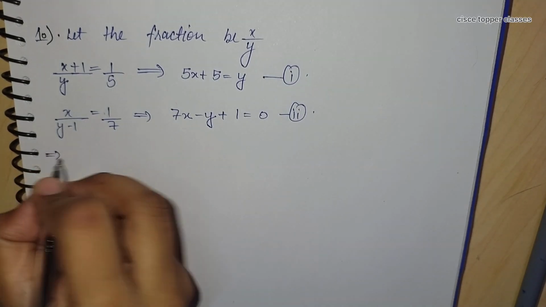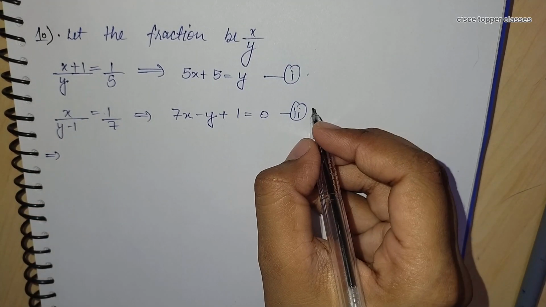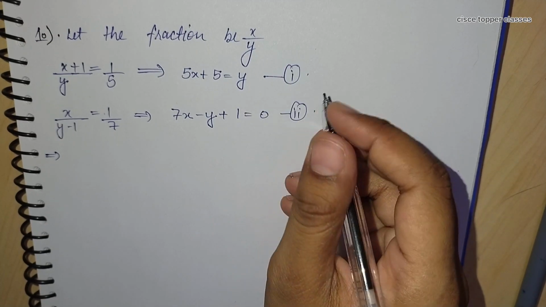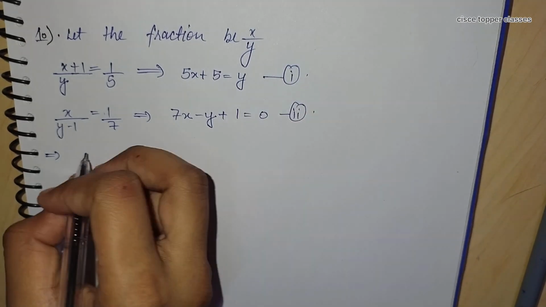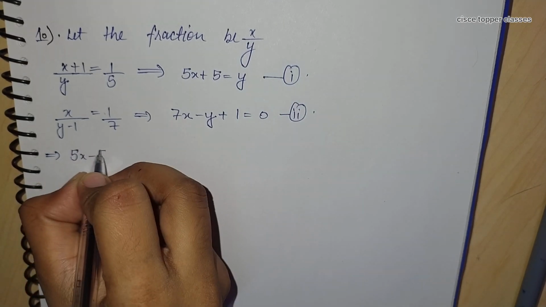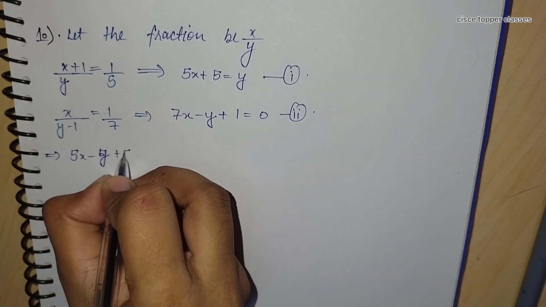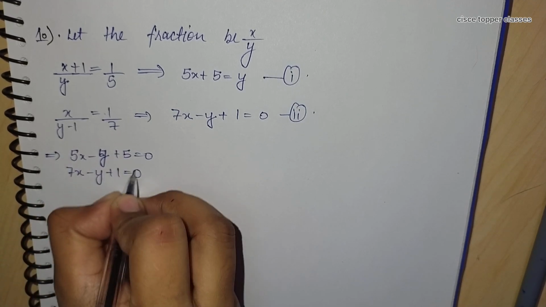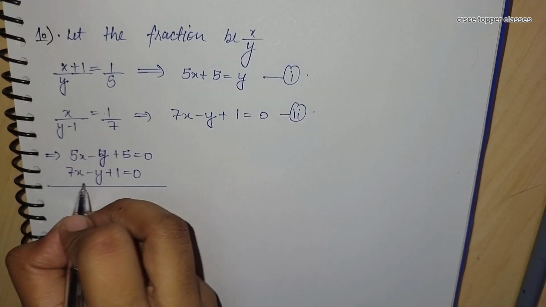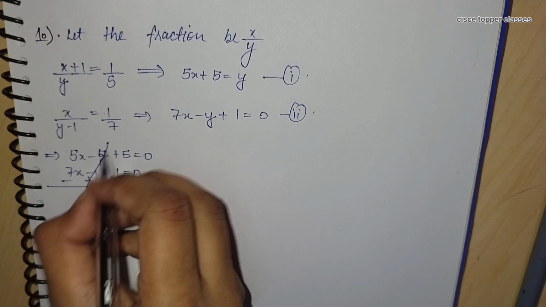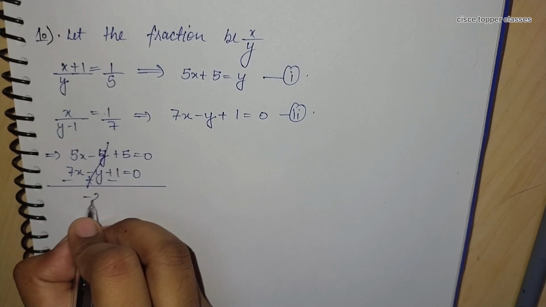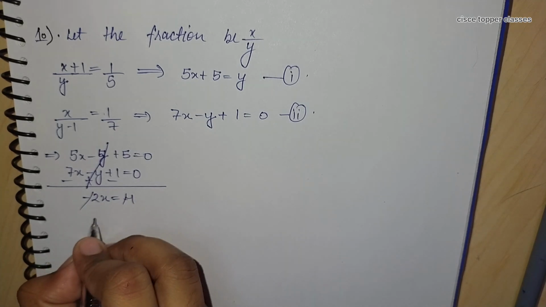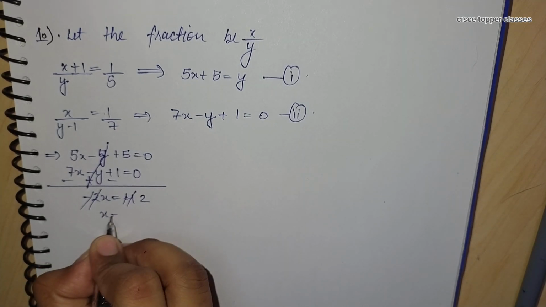So now we can write this equation as, firstly we will add, sorry, here we will subtract this equation. So it is 5x minus y plus 5 equal to 0, and here 7x minus y plus 1 equal to 0. We will subtract this equation. On subtracting, we will cancel out y from here, and here we will get minus 2x equal to minus 4. Minus minus will be cancelled out, and here x is equal to 2.